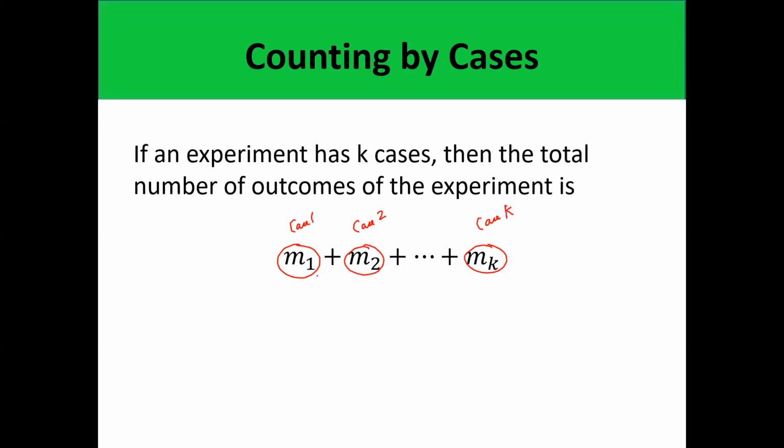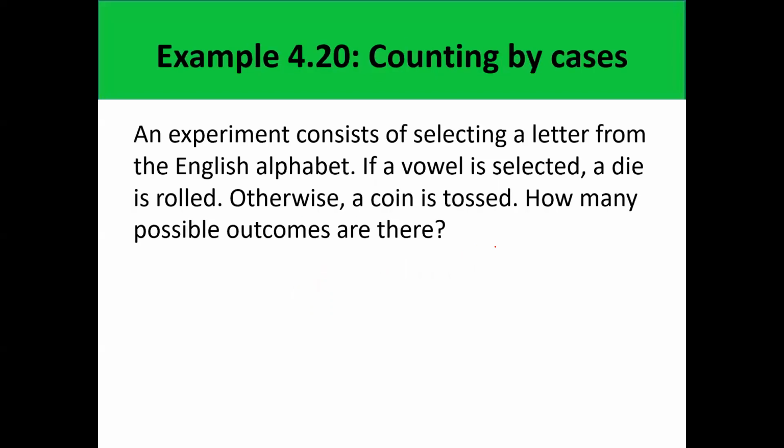Now, these quantities, the m1, m2, and mk, may be obtained by using the previous counting technique formulas that you have learned so far. So let's have an example. An experiment consists of selecting a letter from the English alphabet. If a vowel is selected, a die is rolled. Otherwise, a coin is tossed. So how many possible outcomes are there?